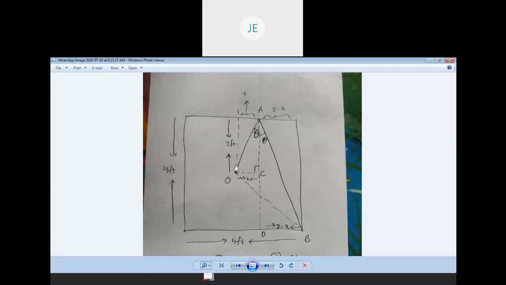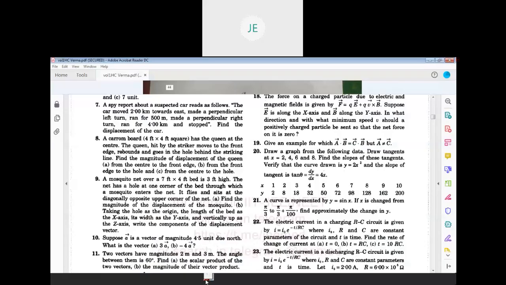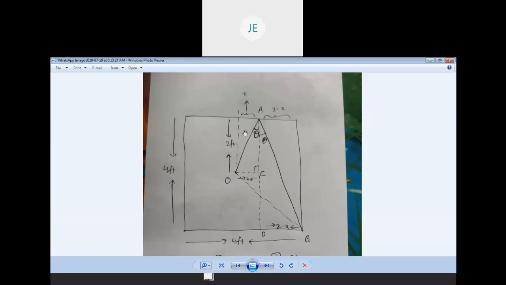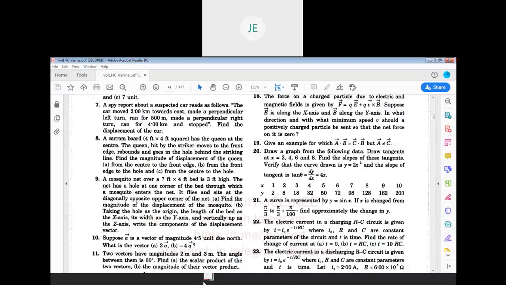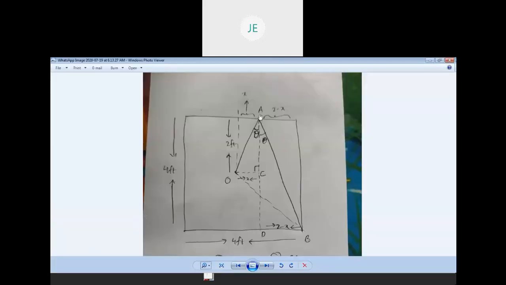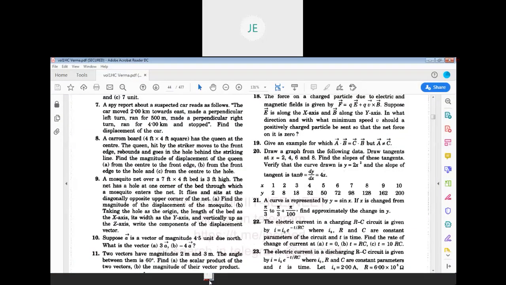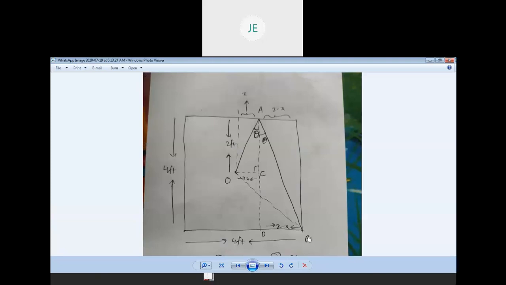He is asking: from the center to the front edge, from center O to the front edge, what is the displacement? That is question A. Question B, from the front edge to the hole, what is the displacement? Question C, from the center to the hole. These are all the questions.